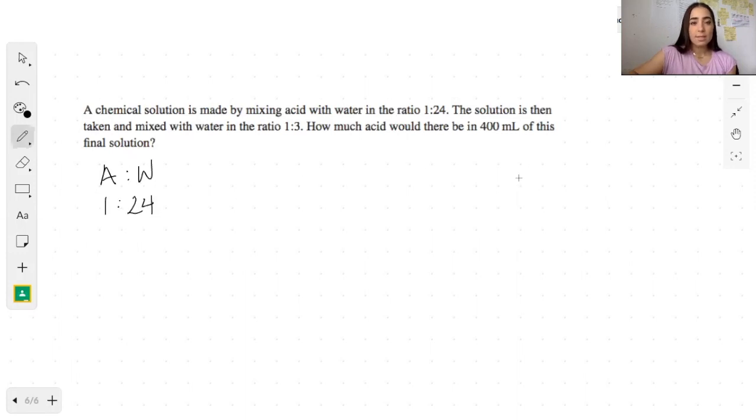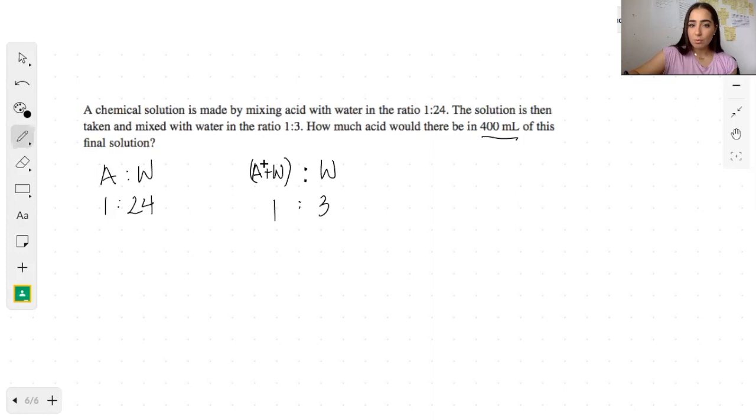The solution is then taken and mixed with water in the ratio 1 to 3. So the solution, let's call the solution A plus W. So that's taken and mixed with water. So A plus W, which is a solution to water, is mixed in the ratio 1 to 3. How much acid would there be in 400 mils of this final solution? So 400 mils represents the final solution.